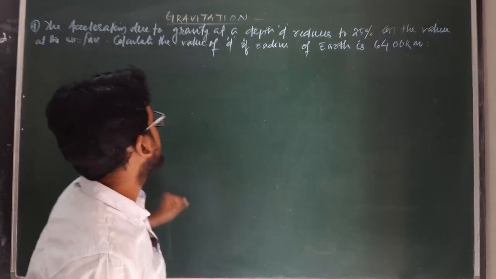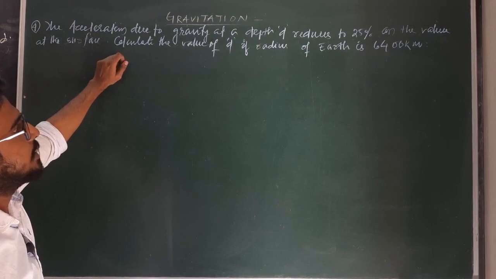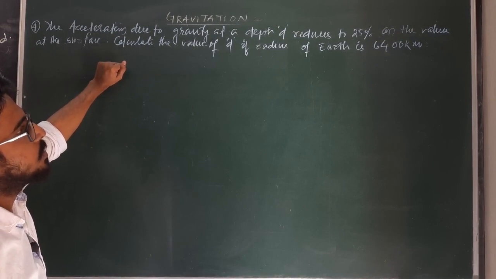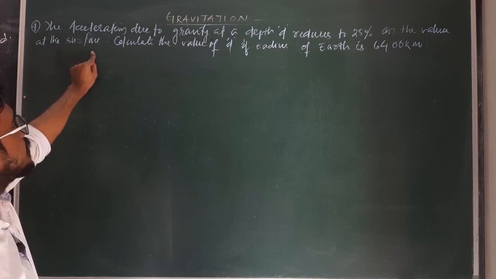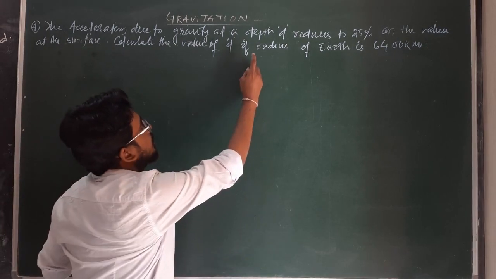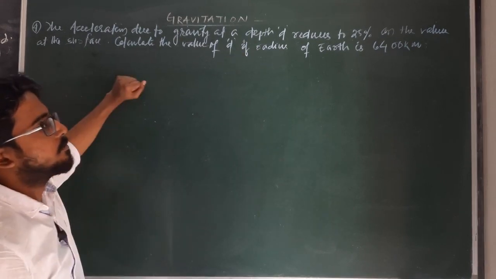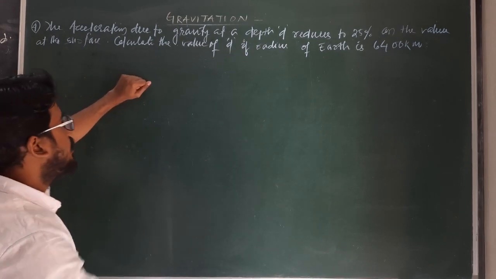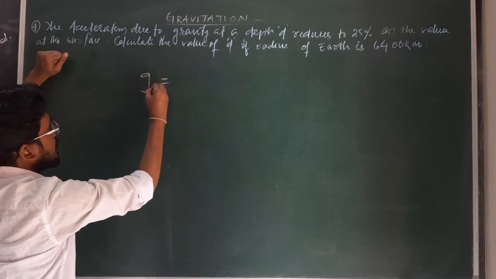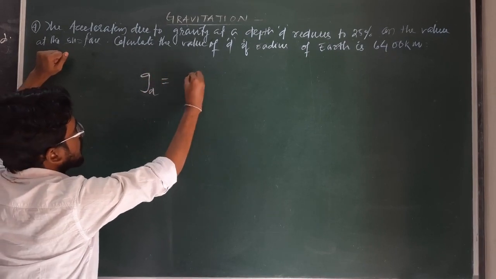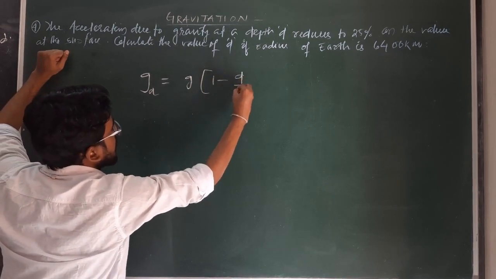Okay students, so next question: the acceleration due to gravity at a depth d reduces to 25% of the value at the surface. Calculate the value of d if the radius of Earth is 6400 kilometer. Okay, so we know how g varies with depth. The formula is, g at any depth d can be given as how much? G on the surface into 1 minus d divided by r.